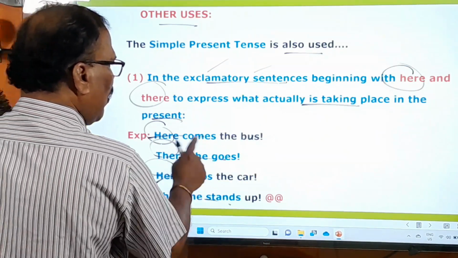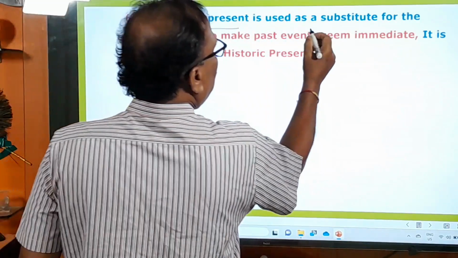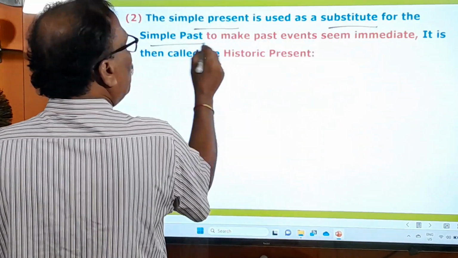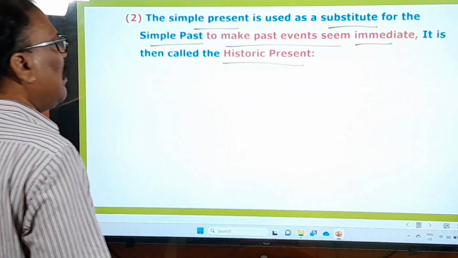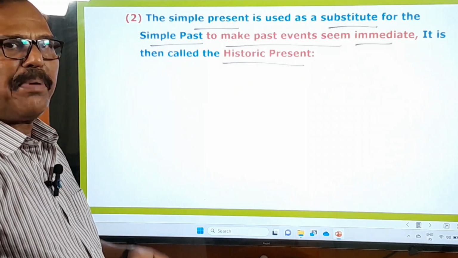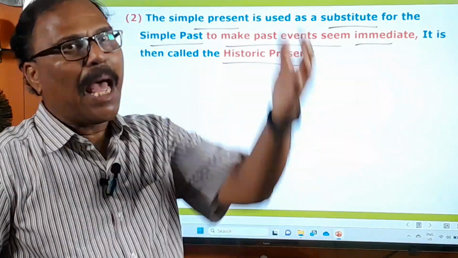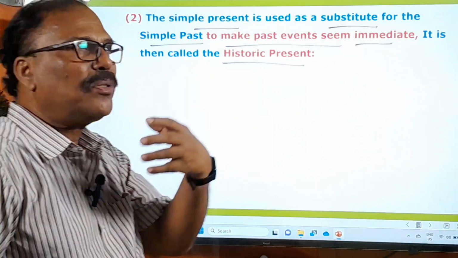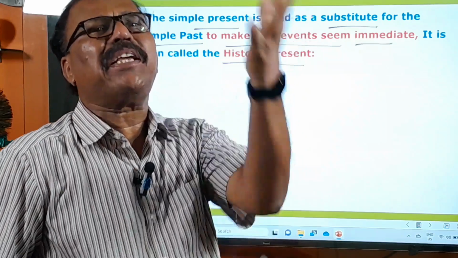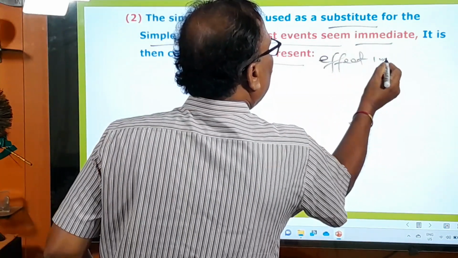Yes, with all of them we use that simple present. Okay. Second one, the simple present is also used as a substitute for the simple past to make past events seem immediate. It is called the historic present. So sometimes the storytellers narrate the story that happened in the past only in the simple present. Why? In order to create an effect of immediacy. An effect of immediacy. Okay.